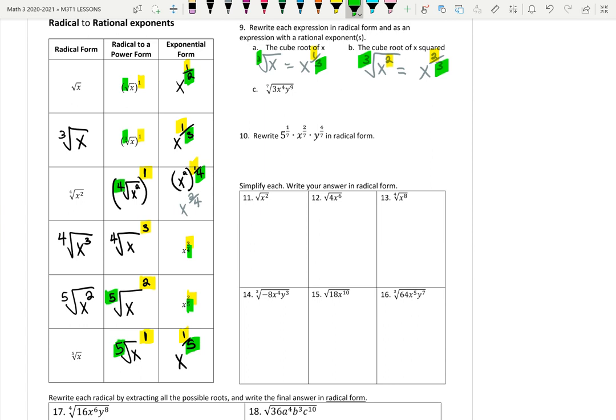I'm going to repeat this again. I have to rewrite it as an expression with a rational exponent. So this is going to be 3 to the 1/7, because there's only one 3, x to the 4/7, and then y to the 9/7. I do want to point out that when you have improper fractions, they must be simplified.